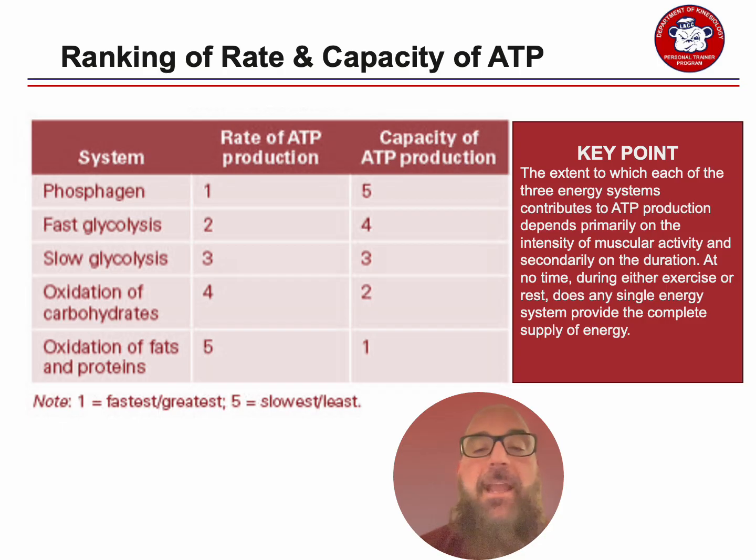At no time during either exercise or rest does any single energy system provide the complete supply of energy. So the harder you work, the more you'll use the phosphagen, but you can't sustain that forever. So you'll move back down into glycolysis, and then if you really slow down, you're going to be in oxidative. But then you might need to sprint up again, and maybe you'll use fast glycolysis. Maybe you don't go full bore in phosphagen.